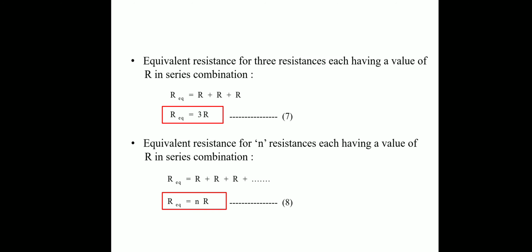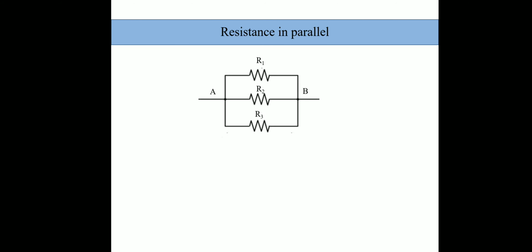Fine. Then today we are going to see resistances connected in parallel. So what is resistances connected in parallel? For the sake of understanding, just have a look at this picture. Again, there are 3 resistances: resistance R1, resistance R2, and resistance R3.